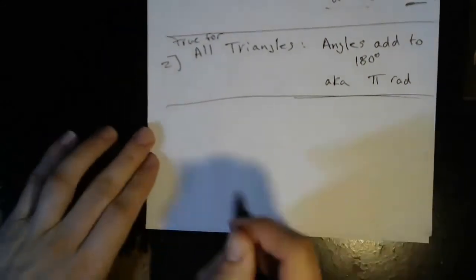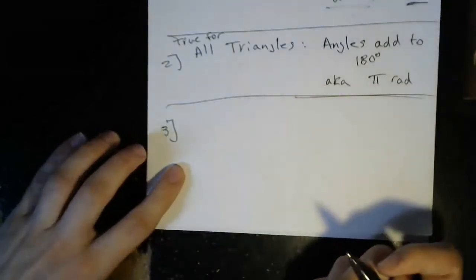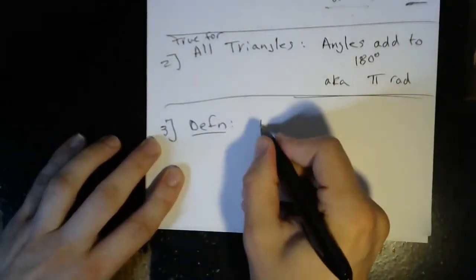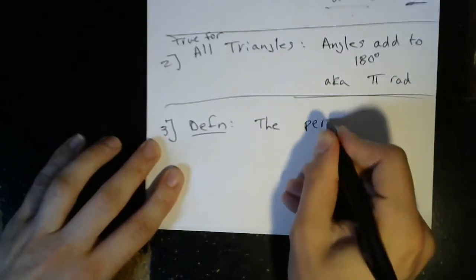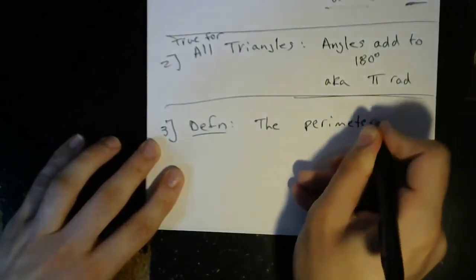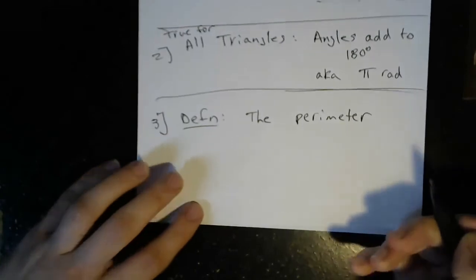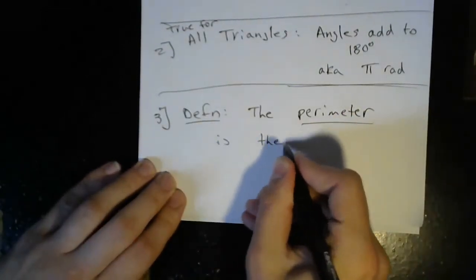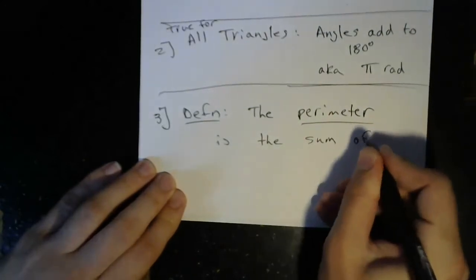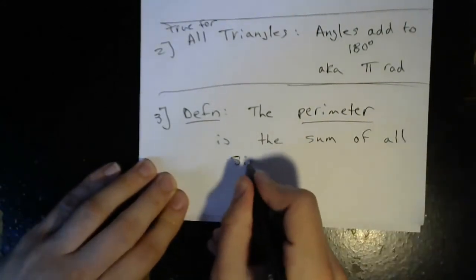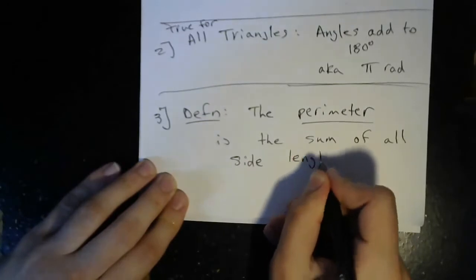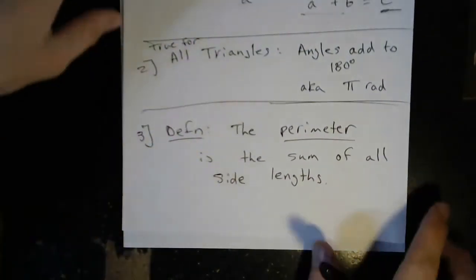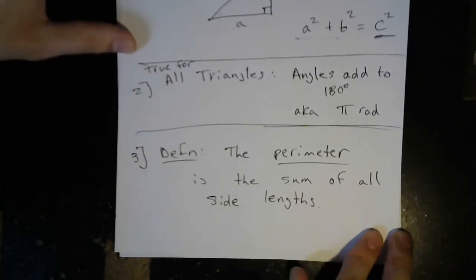And then finally, I just want to define something that everyone should already know, but the definition, the perimeter. The perimeter is, of course, just the sum of all the side lengths. So the perimeter is the sum of all side lengths. And that is just a definition. It's a definition that will come up in the homework.